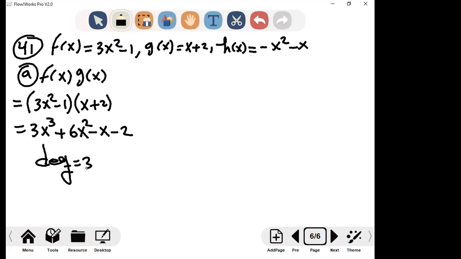Equal 3. This is part A. Part B, what do they want from the question? They want h of x multiply f of x.